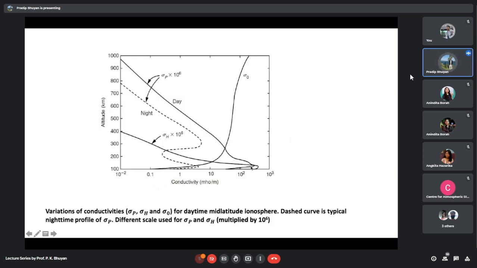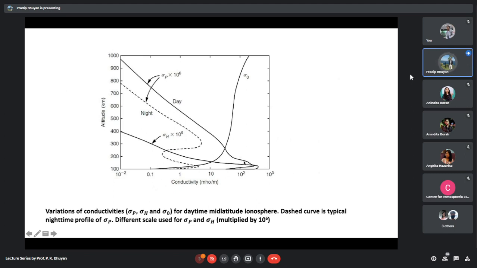Sigma h, you see this one. If my cursor is visible, then you can see sigma p is maximum, sigma h. Sigma h is maximum at a height around 110 kilometers or 120 kilometers, something like this. But after that, your sigma p takes over.